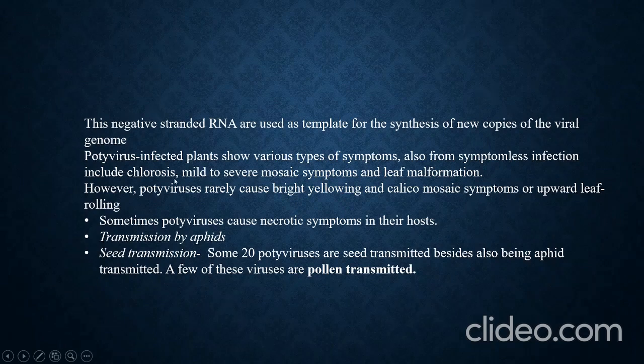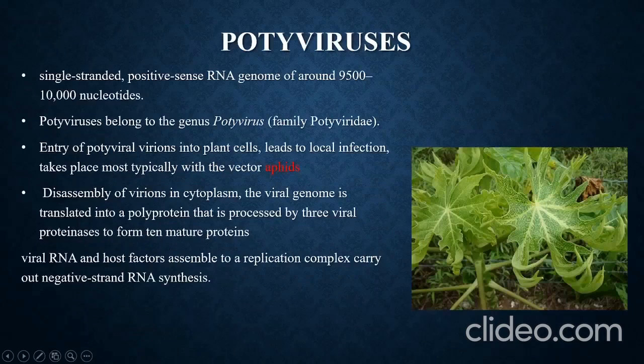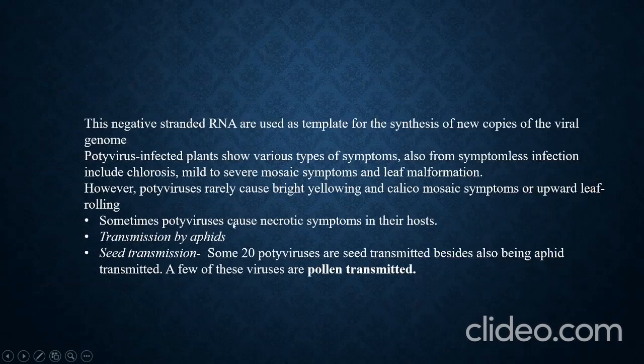The symptoms shown by the potyvirus infected plant include chlorosis, mild to severe mosaic symptom, and leaf malformation. Potyviruses rarely cause bright yellowing and calico mosaic symptom or upward leaf rolling. In this picture we can see the upward leaf rolling. This is a rolling of the leaf. Some potyviruses cause necrotic symptoms in the host.